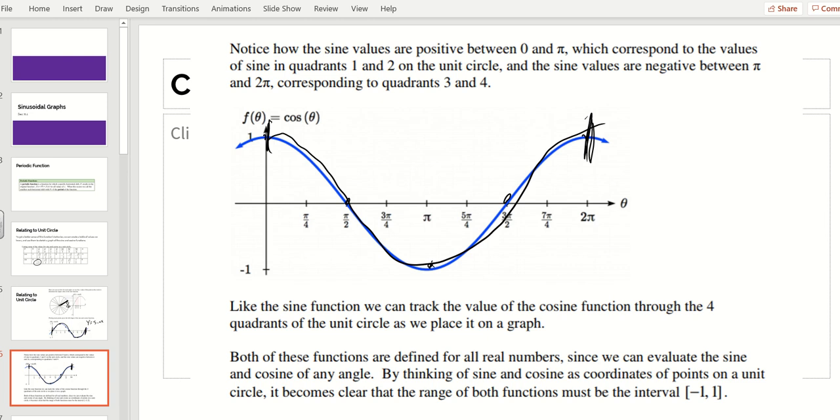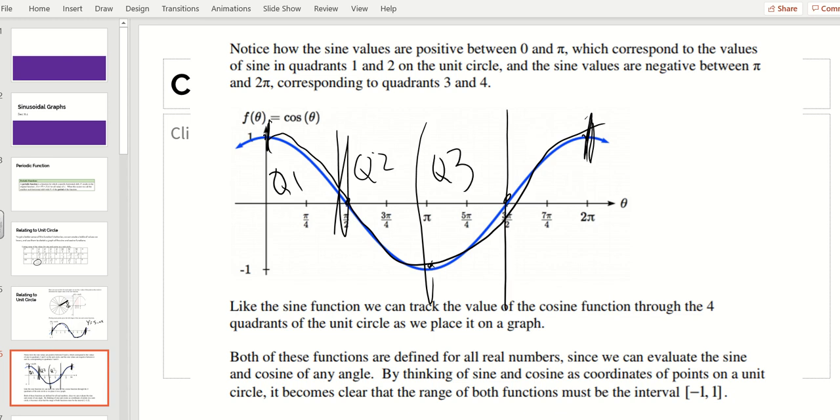And we can track it kind of like the 4 quadrants of the graph. So from here to here will be quadrant 1. The next quarter will be quadrant 2. The next quarter will be quadrant 3. And finally, quadrant 4. We know cosine is positive in quadrants 1 and 4. We'll see that on the graph. And it's negative in 2 and 3. And you see that on the graph. So it's staying consistent with what we know about the unit circle.